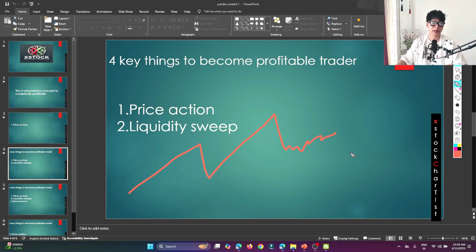Liquidity, in other words, means smart money. You need to understand this: price does not just move randomly. There are big players present in the market, and they need liquidity to exit and enter their positions. So if you don't understand liquidity sweep, you will be stopped out again and again and again. That is why liquidity sweep is very important.